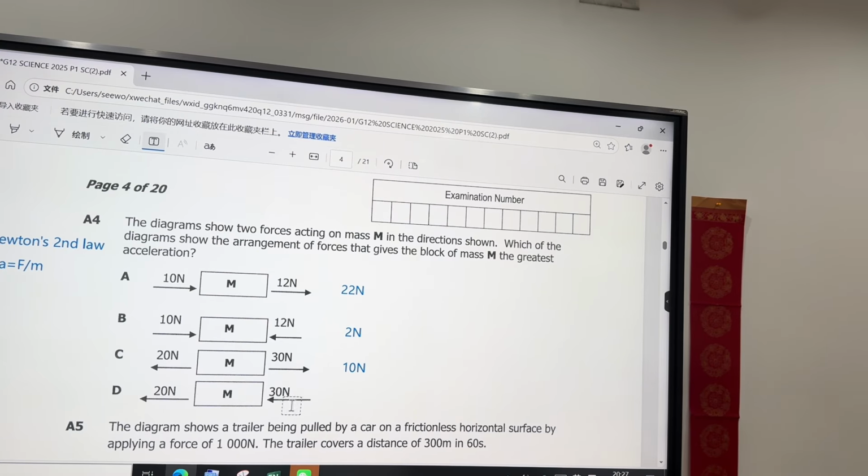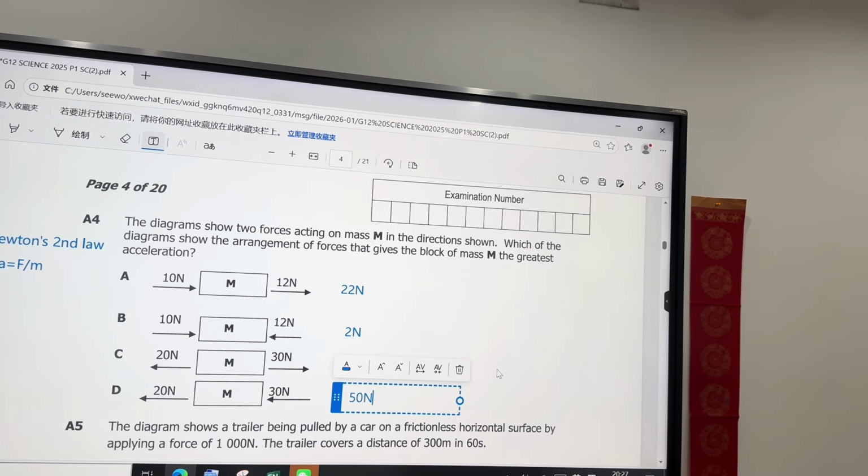How about this one? These two forces are pushing the object. This one is pushing that direction, and this one is also pulling that direction. They are going in the same direction, okay? So we're going to add to find the net force. So we shall say 20 plus 30, which is 50 newtons.